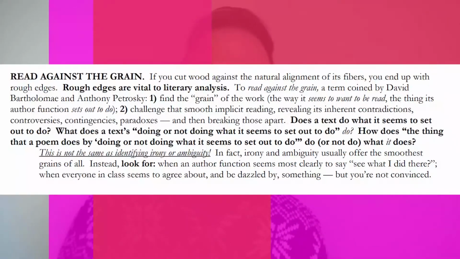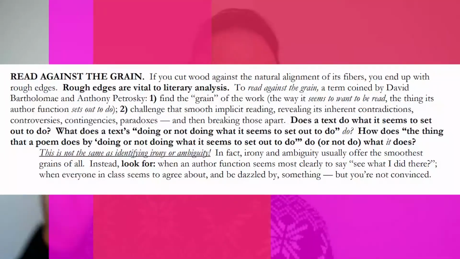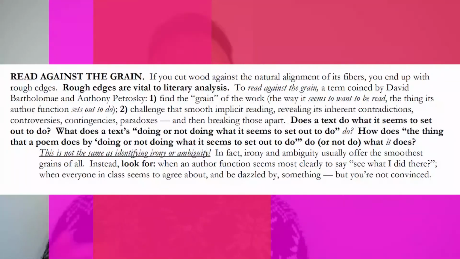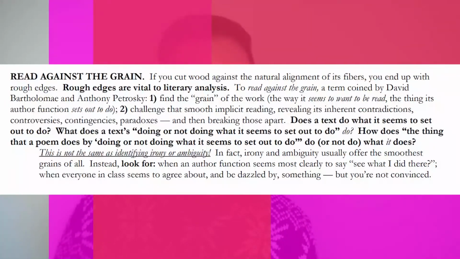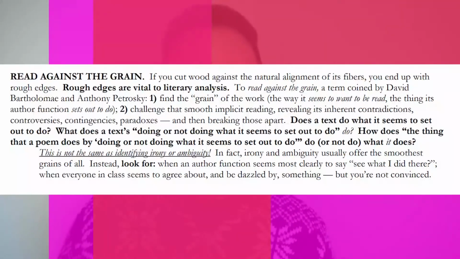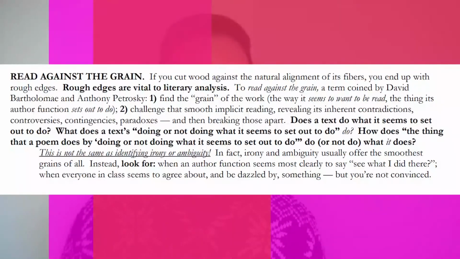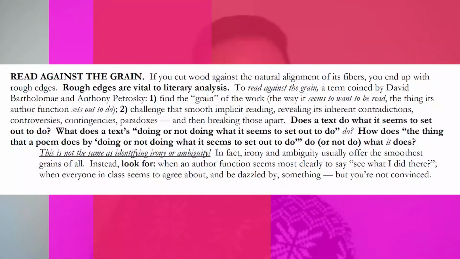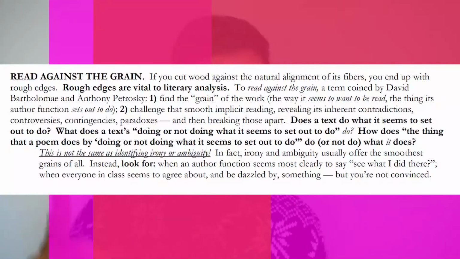To read against the grain, which is a term coined by David Bartholomew and Anthony Petrosky, one, you find the grain of the work, the way it seems to want to be read, the thing its author function sets out to do. Two, you challenge that smooth implicit reading, revealing its inherent contradictions, controversies, contingencies, and paradoxes, and then you break those apart. You ask, does a text do what it seems to set out to do? That's the first step, right?